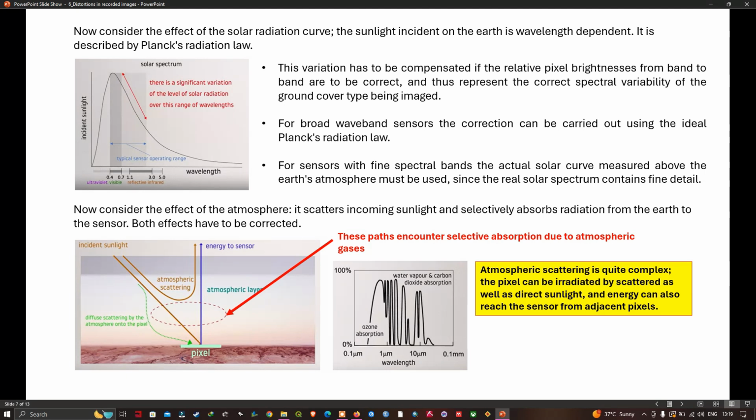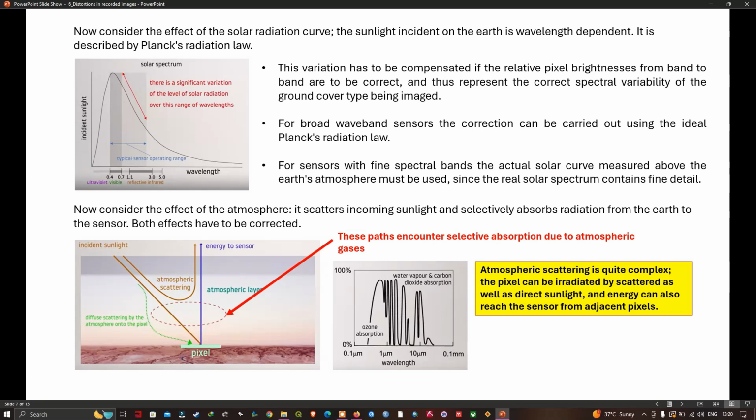The correction can be carried out by using the ideal Planck curve for broadband sensors. For hyperspectral instruments, however, in which the spectral resolution is very high, the actual solar curve measured above the Earth's atmosphere needs to be used because the real solar spectrum contains fine spectral details, notably Fraunhofer lines.